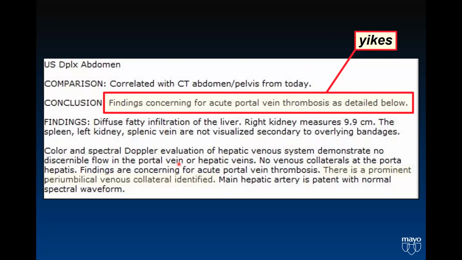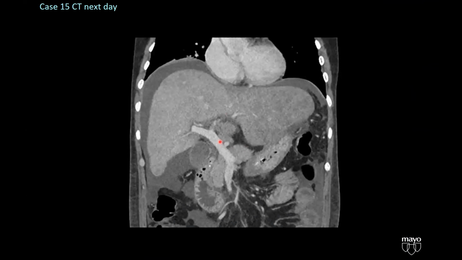And so here, this should not be in your report. You shouldn't say that you're worried about portal vein thrombosis, but then at the same time, there's a periumbilical venous collateral that's identified. That just makes no sense. Okay, and the next day, the CT was done, and it showed that there was portal vein flow.